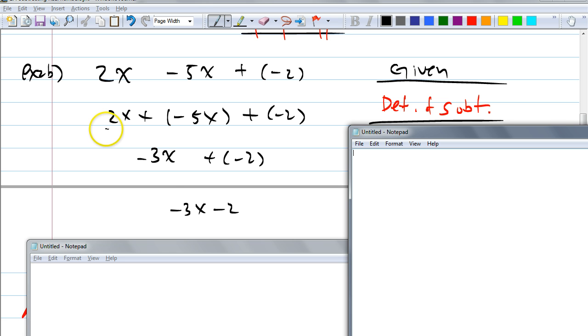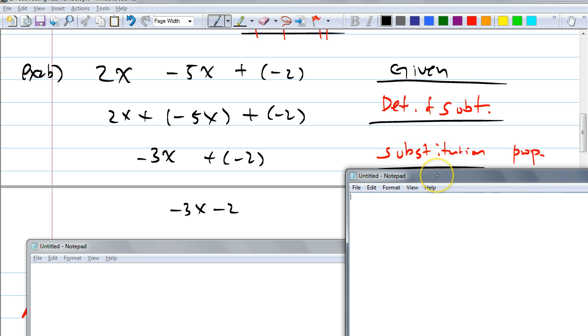Now, we wrote 2x plus negative 5x as what? Negative 3x. What's the reason for that one? How about Dakota? What do you think? Yeah, you're right. How many people wrote down substitution property? Don't just write substitution. It's called substitution property. Okay? Very good. Now, for the last step, they went from 3x plus negative 2. We normally write it as 3x minus 2, don't we? What property or definition are we using here?